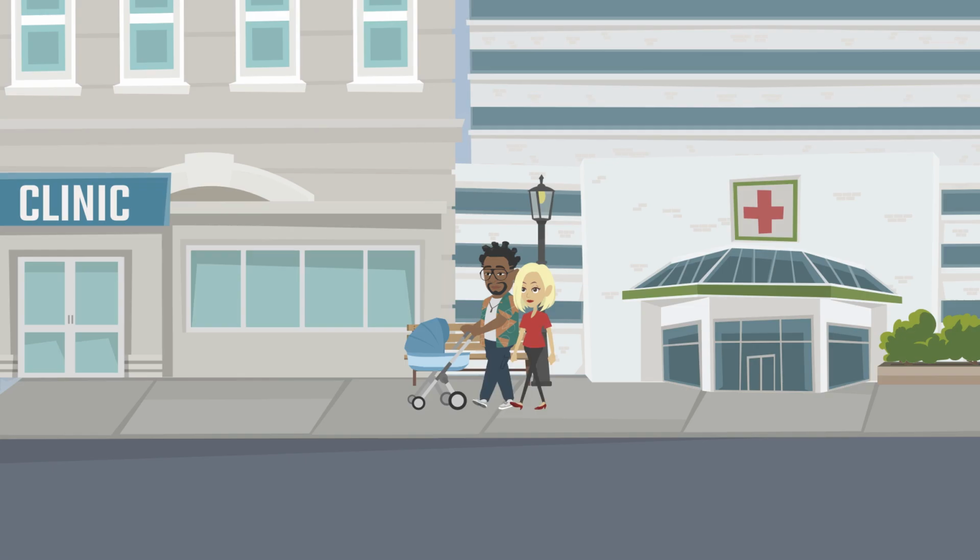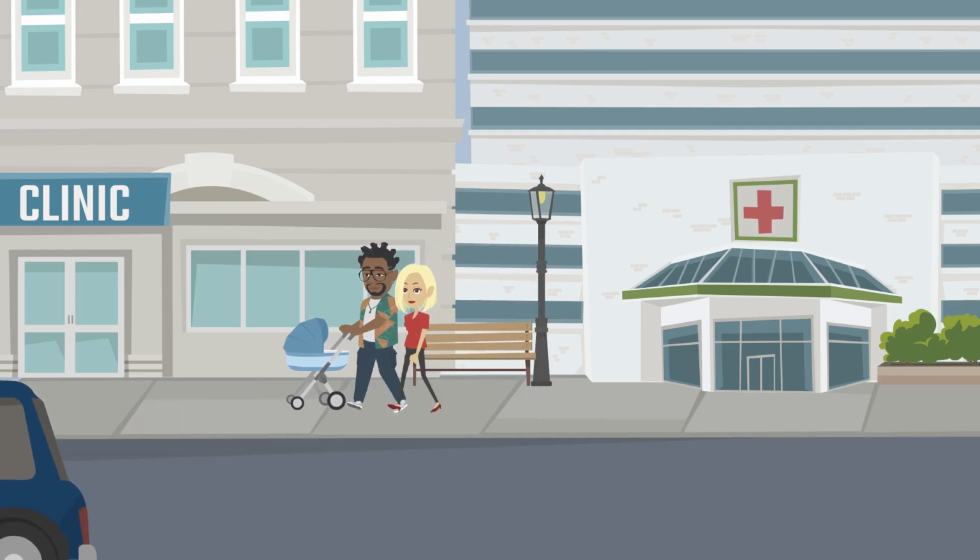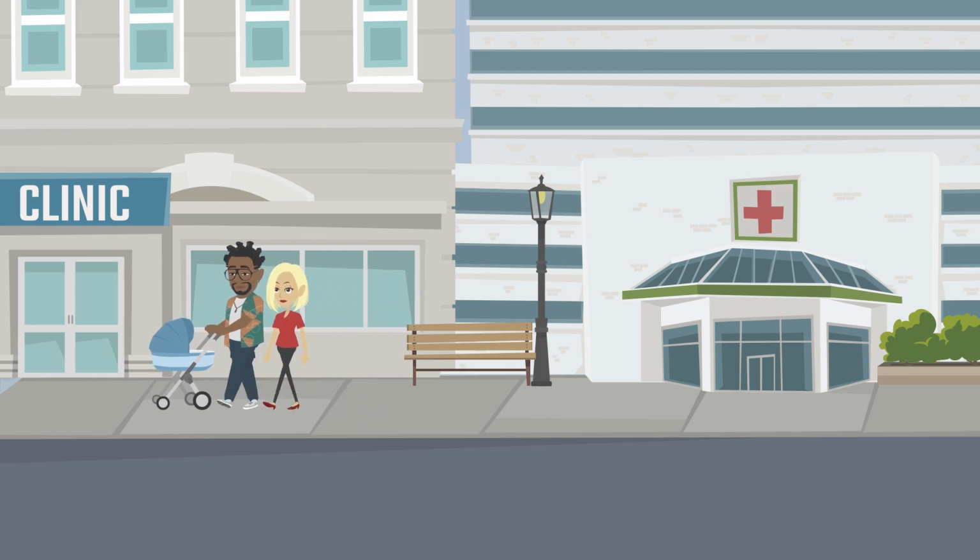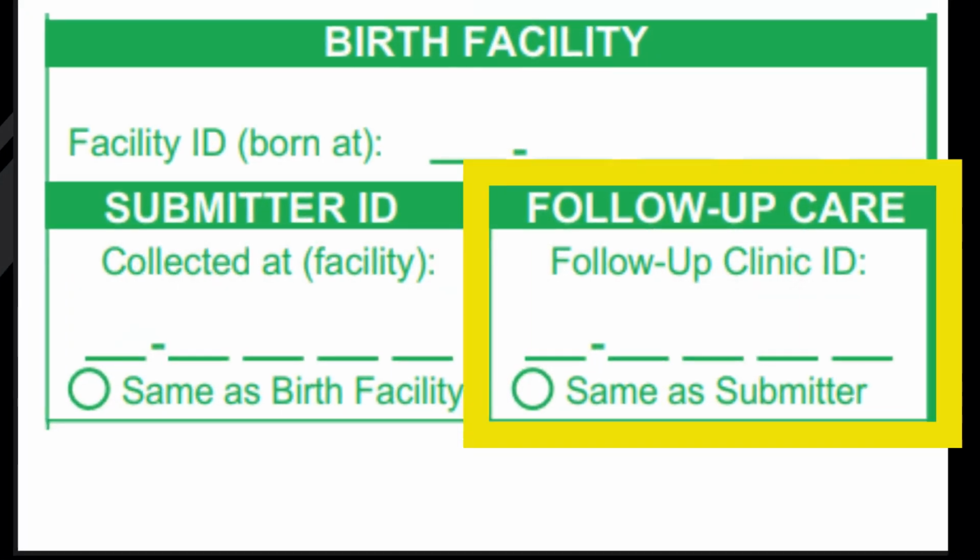Follow-up care. This facility will be contacted when abnormal results require follow-up. Write the ID number of the facility where the child will receive outpatient care. Instead of writing a number, fill in the bubble if the location is the same as the submitter.